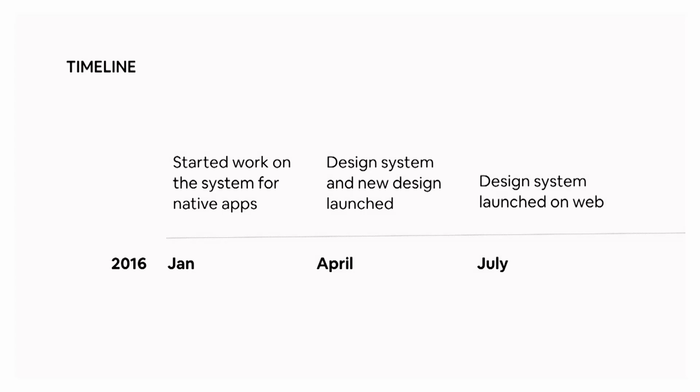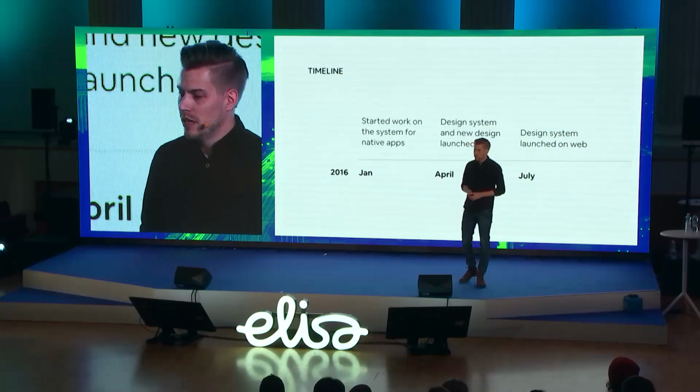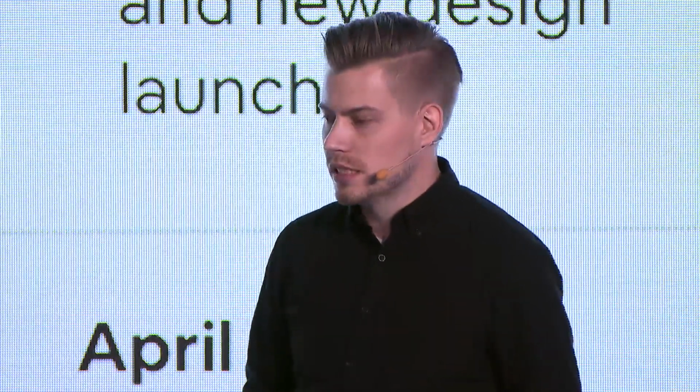Sometimes people ask about this timeline, like how long does it take to create a design system? Well, it depends. But in our case, it didn't take that long, partly because we had a specific deadline to hit. That's usually a good way to speed things up. We started working on this in January 2016, and by April we had the system and the design defined, as well as the actual product built on the different platforms. After that, in July, we launched the system on web and provided the initial design and framework for it.